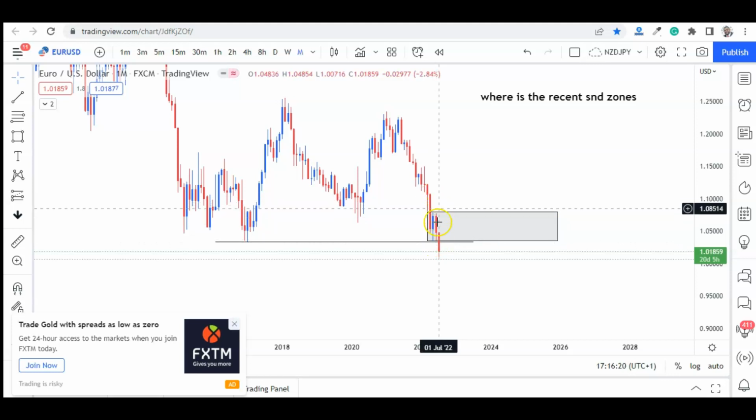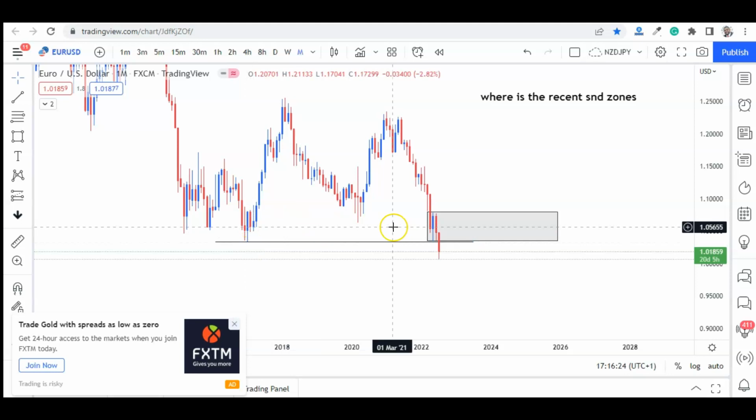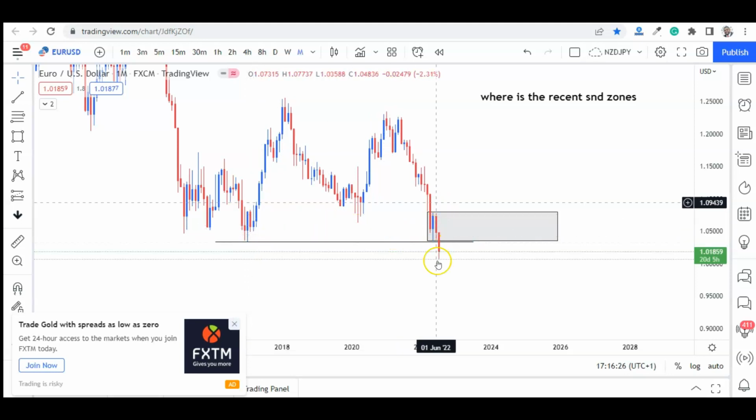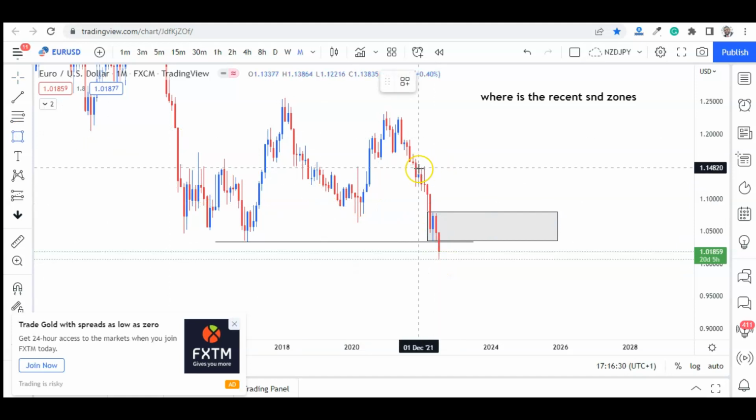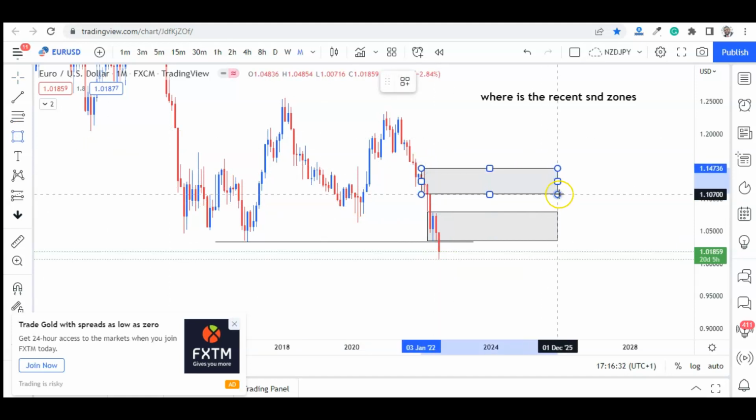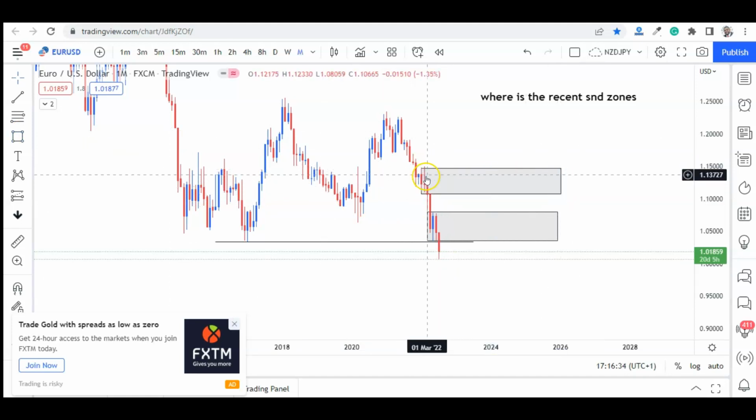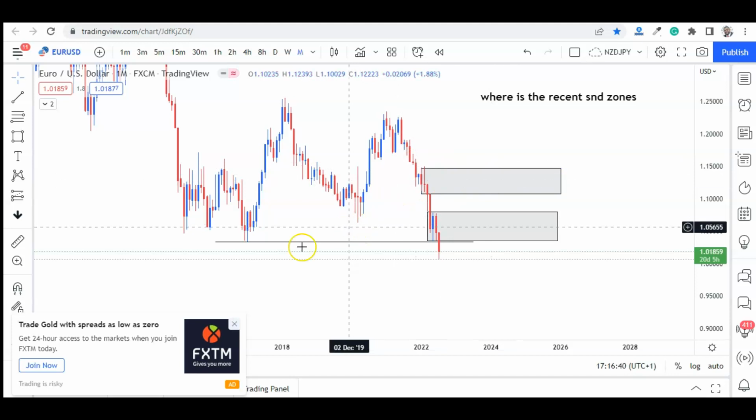That was responsible for this break, because this is a very strong demand zone that was eventually broken, and the point of origin must have been from here. This is where price came in, and it is not yet mitigated. Others came in here to take out this low, which eventually took out this.